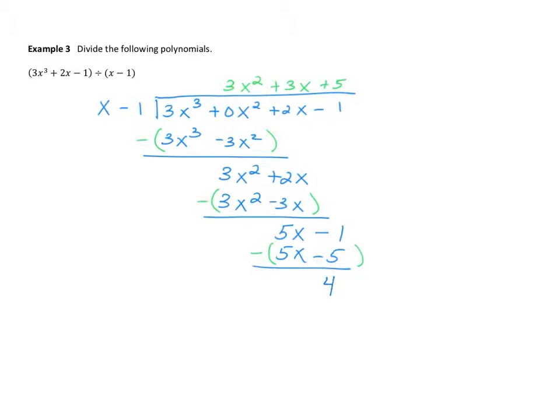What does this all mean? It means if we take x minus 1 and we multiply it to 3x squared plus 3x plus 5, it's almost equal to 3x cubed plus 2x minus 1. But we have to add on the remainder of 4 to get there. So it's the product of these two things plus your remainder that would take you back to the very first polynomial that we started with.